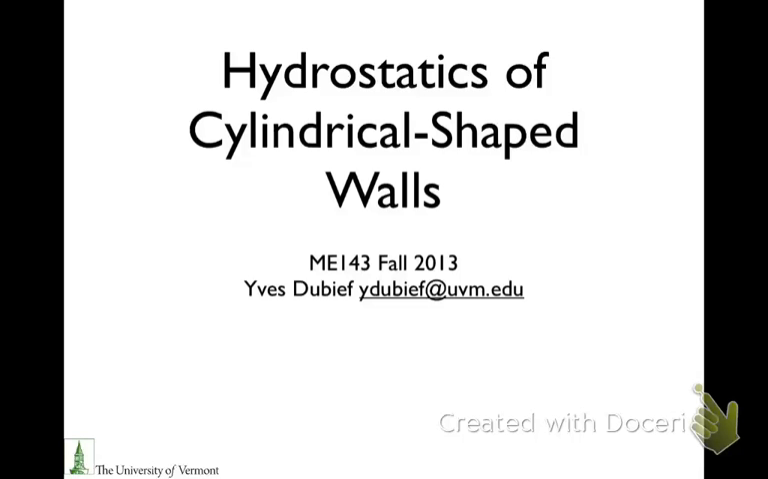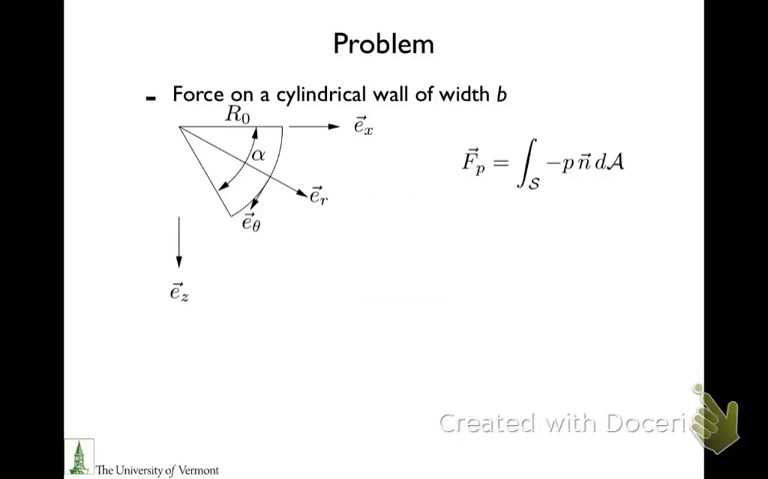Quick review on hydrostatics of cylindrical shaped walls for ME143 in preparation for exam 1. Let's consider a piece of wall, a cylindrical piece of wall, which in 2D is an arc, and this is our arc right here. We're going to calculate the force of pressure on the inside surface of this arc, so the normal n is this way.